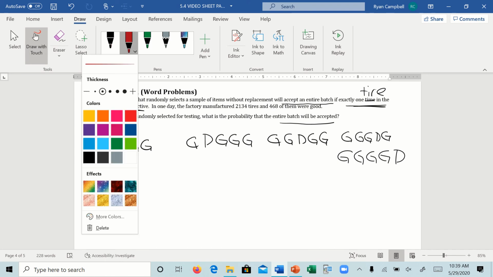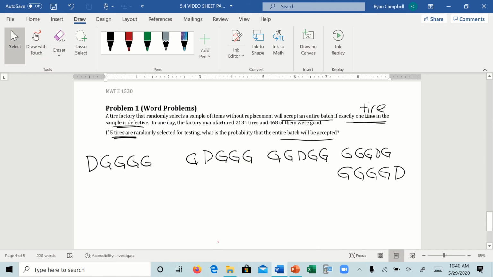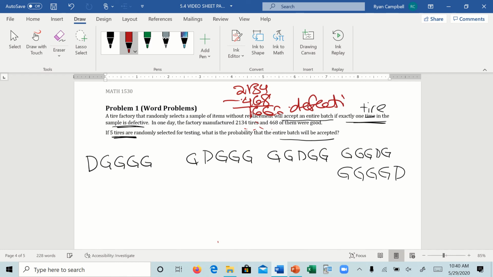Now we gotta ask ourselves, what's the probability that the first one is defective? Well, notice that if there are 468 good out of 2134, then if we subtract these numbers, right, we'll get the number of defective ones. So the probability that the first one's defective is 1,666 divided by the total.